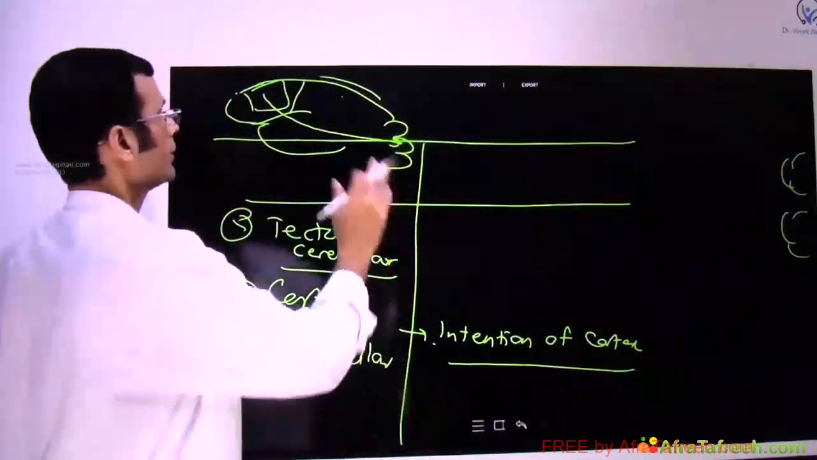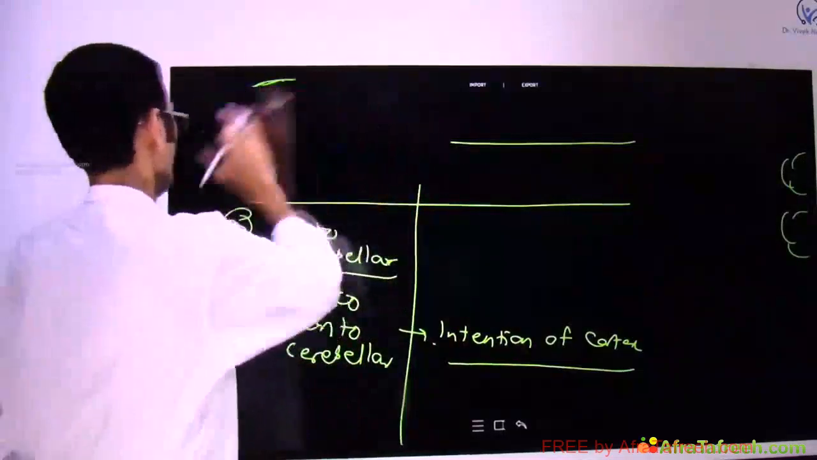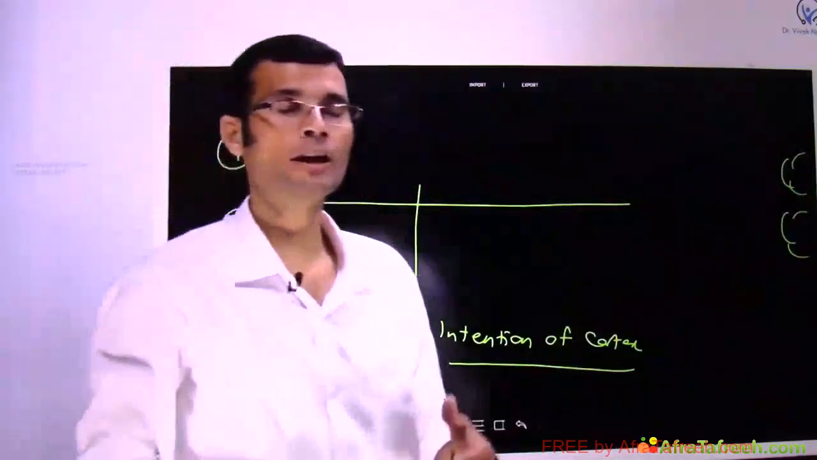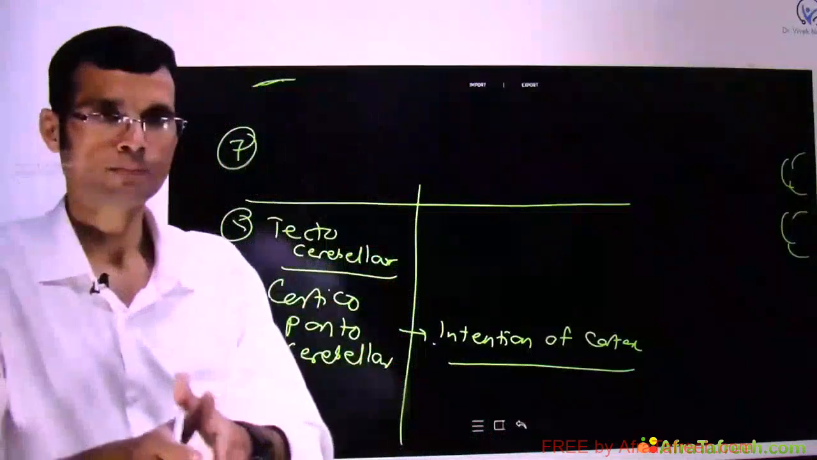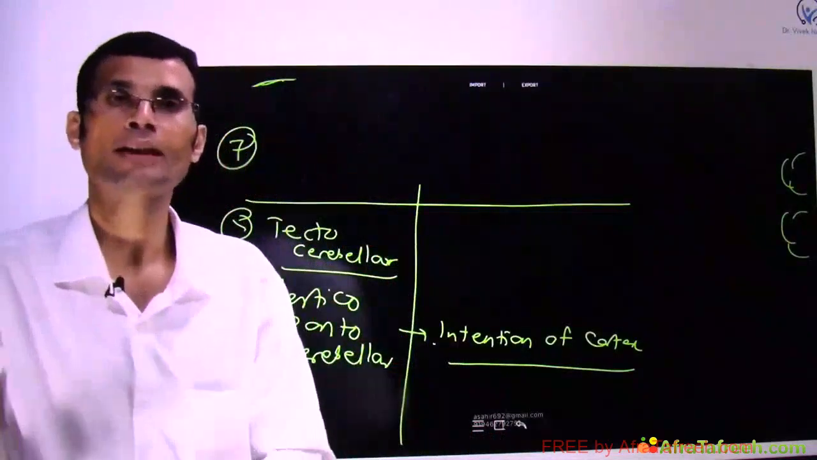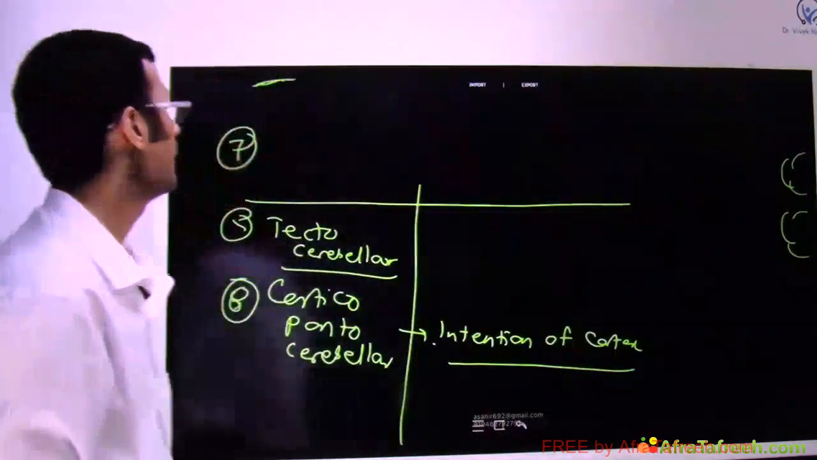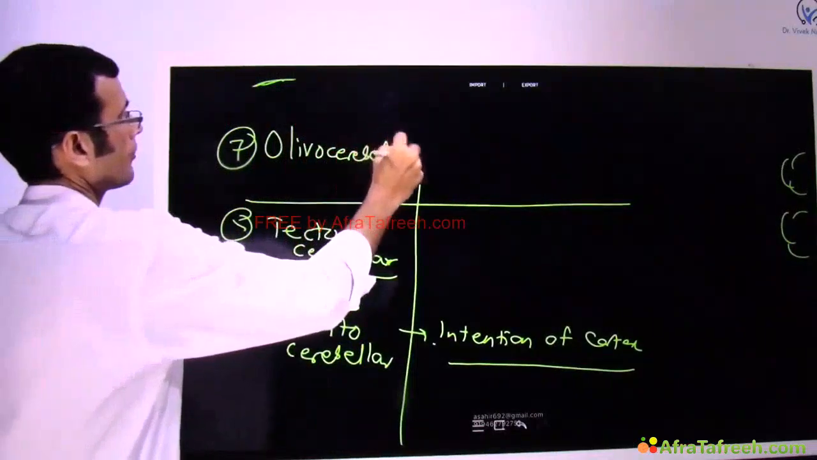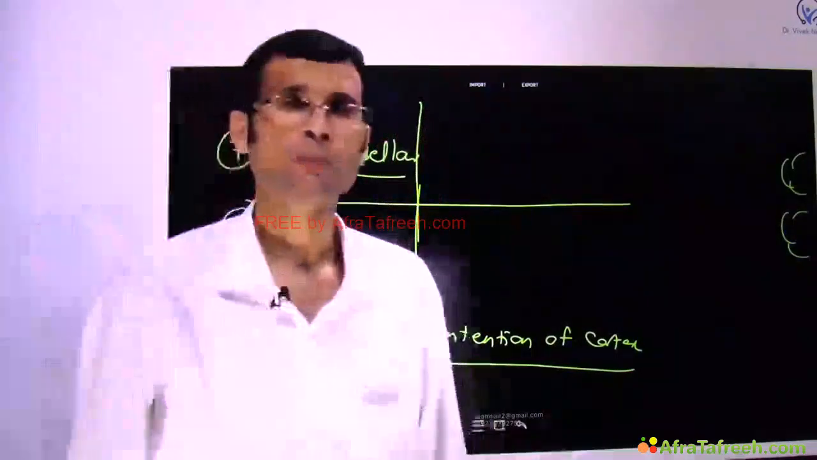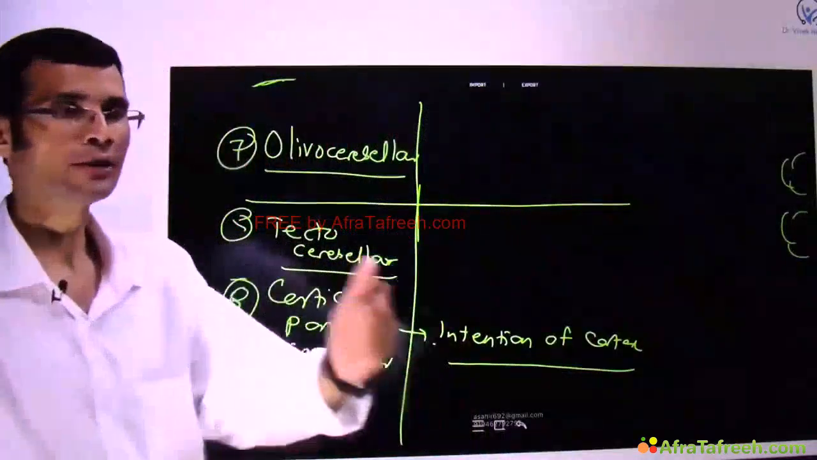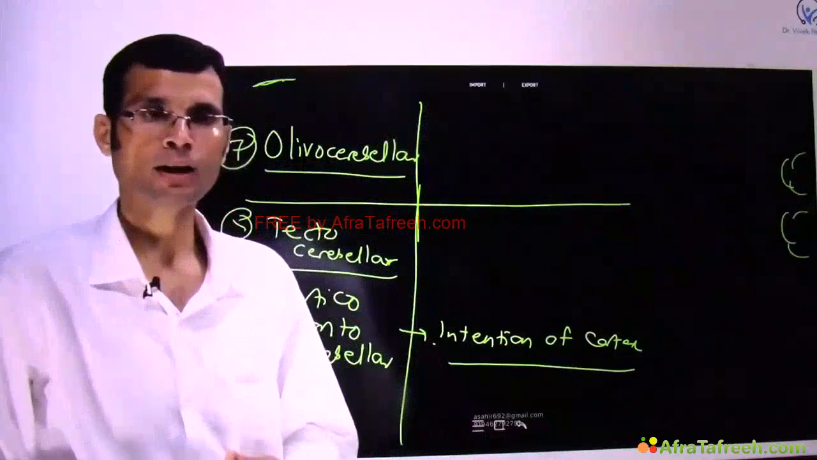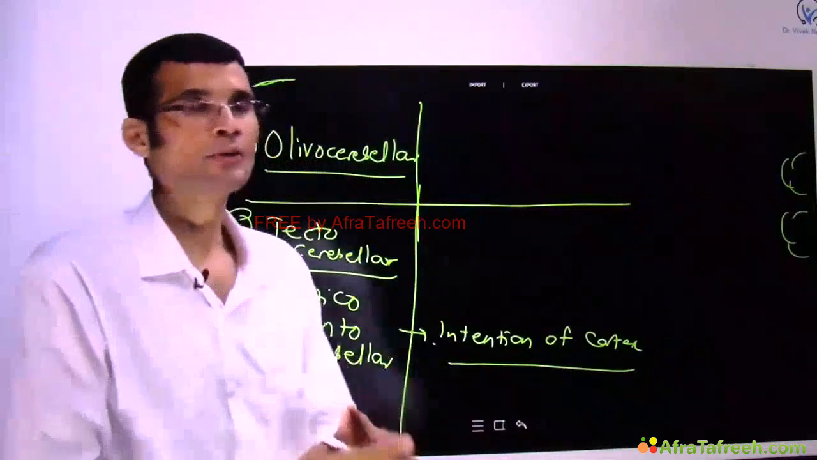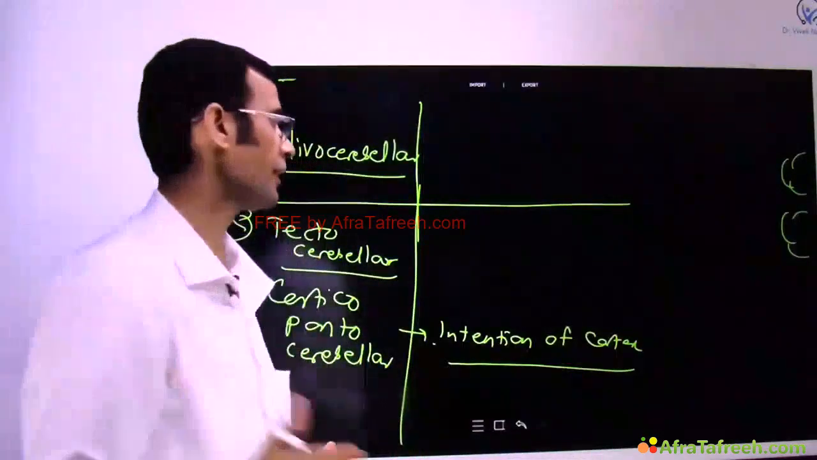And the last but the most important tract is, in fact, one should understand that all these tracts on one hand, and this tract alone is different. I'm talking about the olivocerebellar tract. Now, let's try to understand what the olivocerebellar tract is. There is an area in the medulla, the inferior olive. From there to the cerebellum, the olivocerebellar tract.